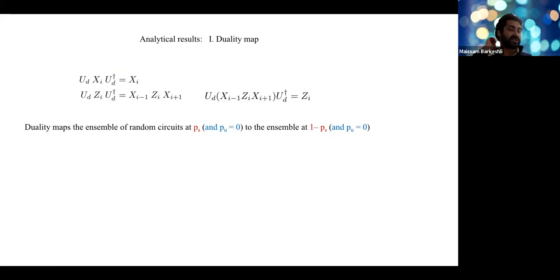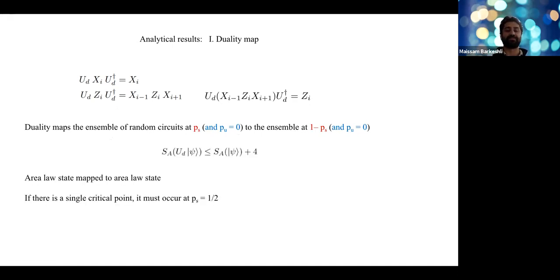The analytical results first. The first interesting thing about this is that there's a duality map. So there's a unitary operator, the duality map, which takes x to x, it takes z to this xzx stabilizer, and then takes the xzx stabilizer back to z. So this duality is essentially mapping the ensemble of random circuits at probability PS, with PU equal to 0, to the ensemble at 1 minus PS, with PU equal to 0, because it's just interchanging the single qubit Z measurement with the stabilizer.